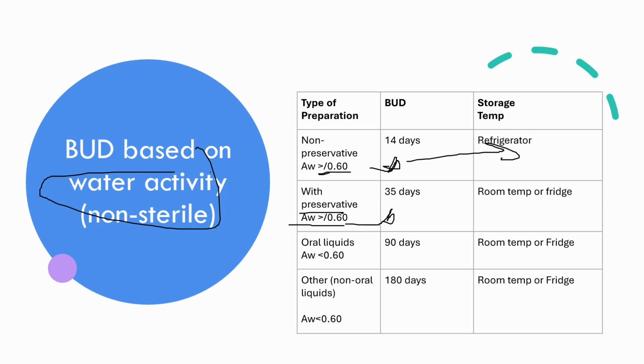For creams and ointments and things of that sort, their AW would be less than 0.60, so the beyond use date is a little bit longer than those that are liquid. If it's an oral liquid with AW less than 0.60, it's 90 days, similar to the one with preservatives, and can be kept at room temp or fridge. And if it's non-oral liquids with an AW of less than 0.60, it's 180 days and it's kept at room temp or fridge.